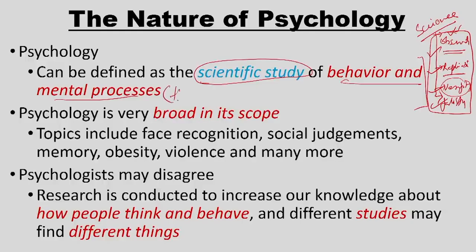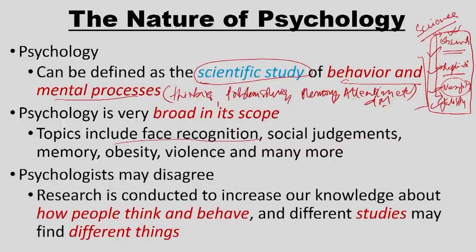So, mental processes are things like thinking, problem solving, memory, attention, etc. Decision making, and all these things are mental processes. Now, psychology itself is very broad in its scope. As I said, it starts with management on one side and neuropsychology on the other side. So, there are various fields of it, and the scope of psychology is very broad.